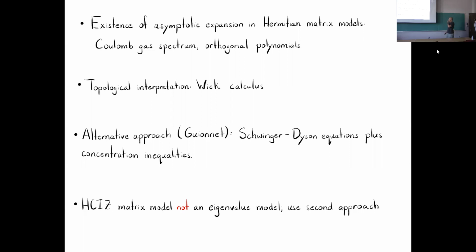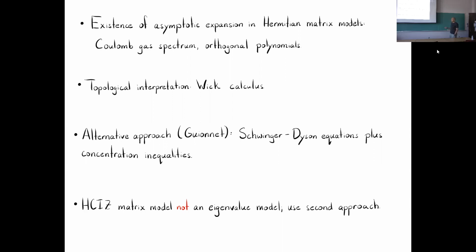There's basically two approaches. So the first one is that you reduce to an integral over the eigenvalues. In other words, you're looking at this Coulomb gas and you use kind of Riemann-Hilbert type machinery. That's what Ercolani and McLaughlin did. Topological interpretation, as we mentioned already, is coming from Wick calculus. There's an alternative approach, which at least in this context, I think was basically pioneered by Elise Guionnet, which doesn't rely on this at all. You can use the Schwinger-Dyson equations plus concentration of measure inequalities that allow you to control the error terms in these Schwinger-Dyson equations when n goes to infinity. And that's another way to get this same theorem.